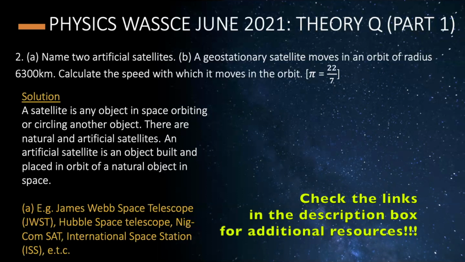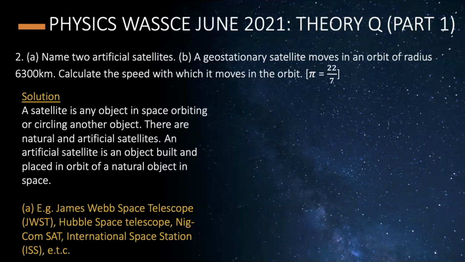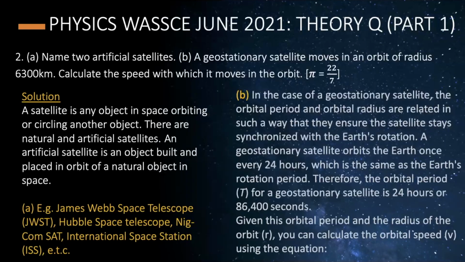Now, let's get to the second question. A geostationary satellite moves in an orbit of radius 6,300 kilometers. Calculate the speed with which it moves in the orbit. And you're given the value of pi. Now, in order to understand this question, we should first of all understand what is a geostationary satellite. Okay, let's take some step back.